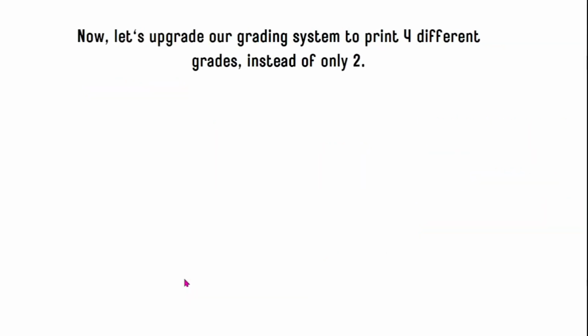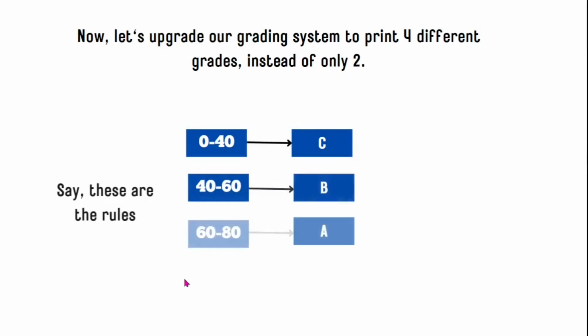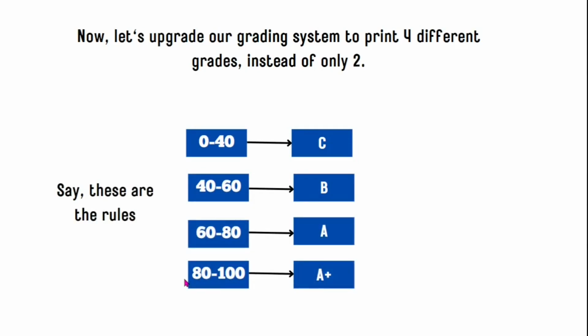Now let's upgrade our grading system to print 4 different grades instead of only 2. Say these are the rules. If the average mark is within the range of 0 to 40, the grade should be C. If it is within the range of 40 to 60, the grade is B. If it is within the range of 60 to 80, the grade is A. And if it is within the range of 80 to 100, the grade should be A+.